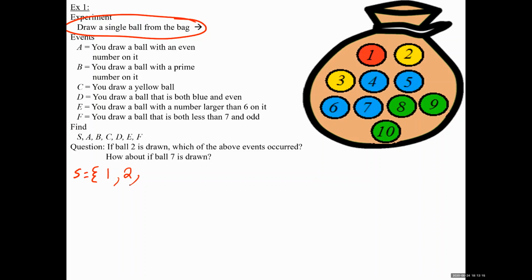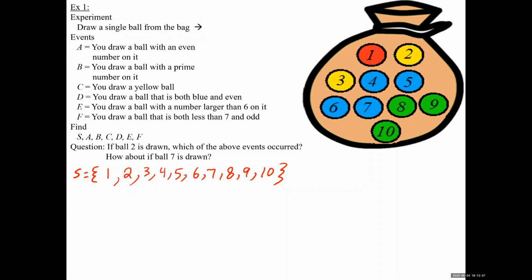Sample space, you have to list all the results. So you just list everything in the bag, basically. Make sure you put commas between the different things that can happen. And then curly brackets. Please don't forget the commas. Please don't forget the curly brackets. Okay, that's the sample space.